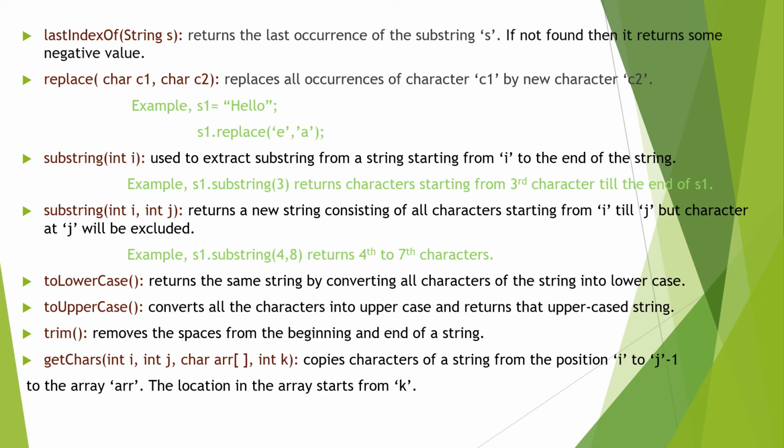Next is getChars(int i, int j, char[] arr, int k). It copies characters of a string from position i to j minus 1 to the array arr, and the location in the array starts from k.